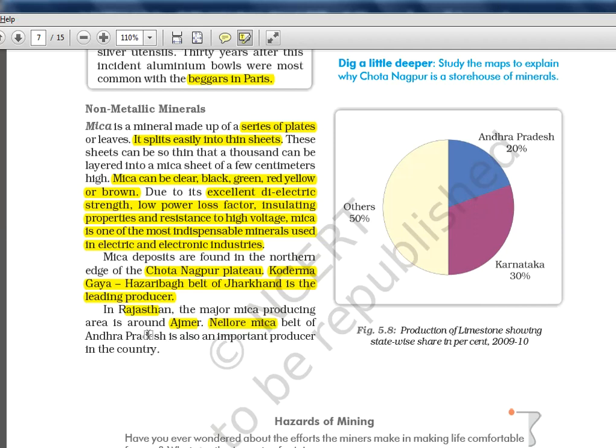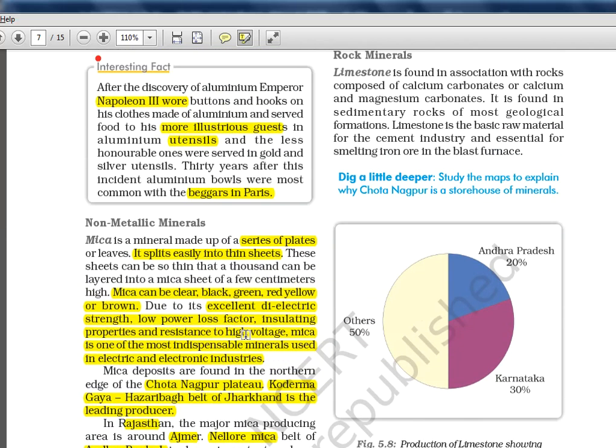Nellore is there in Tamil Nadu. Sorry, Nellore is in Andhra Pradesh. Neyveli is in Tamil Nadu. Okay, Neyveli we'll learn when we learn the coal. Okay, this Nellore is in Andhra Pradesh for mica. We saw in that Indian map also which I showed you, it was there.